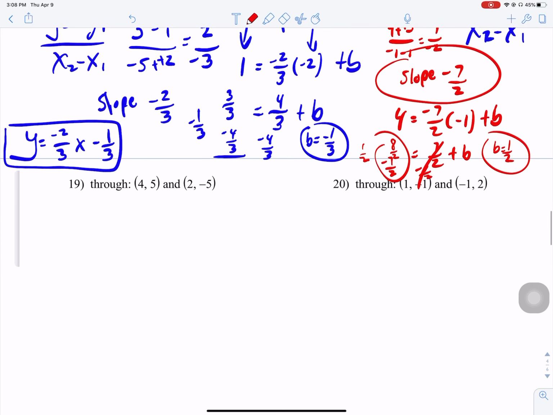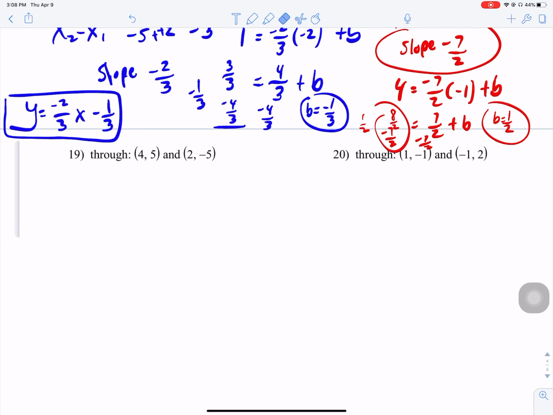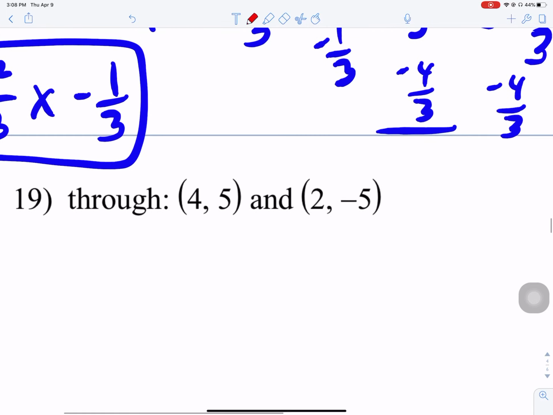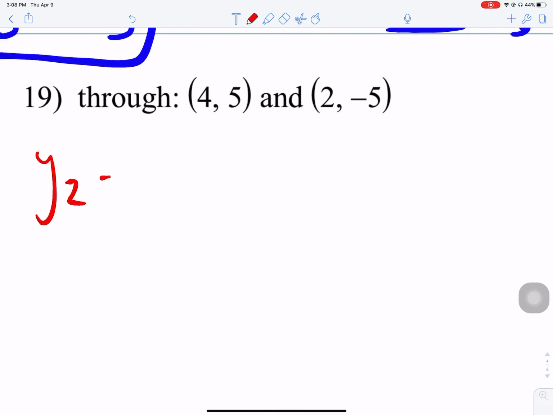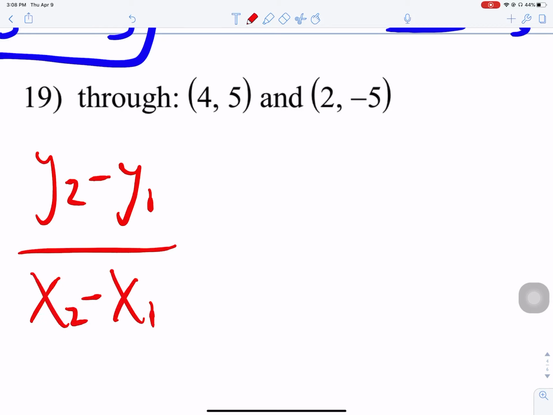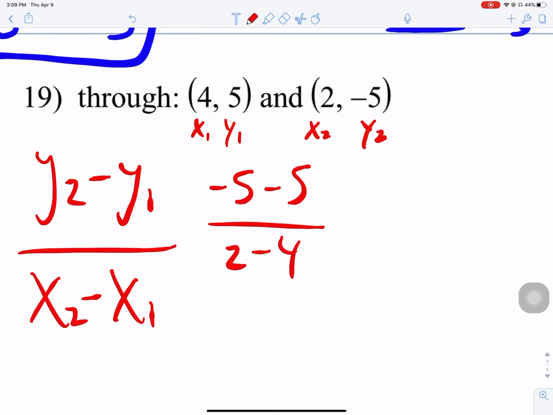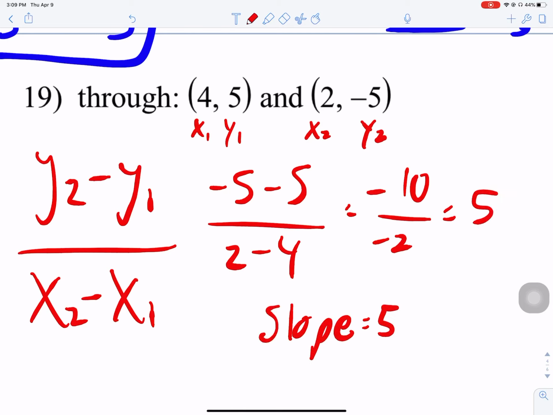Okay, probably still confusing, but keep going. Don't stop. I got this one right here. Don't forget y2 minus y1, x2. If you're getting the hang of it now, you can try it on your own and pause it and see if you did it right. X1, y1, x2, y2. You can do negative 5 minus 5 over 2 minus 4 equals negative 10 over negative 2, which is actually just positive 5. So my slope is 5.